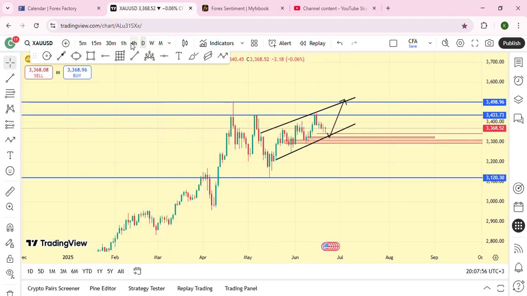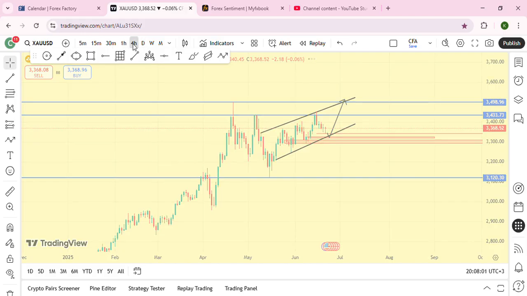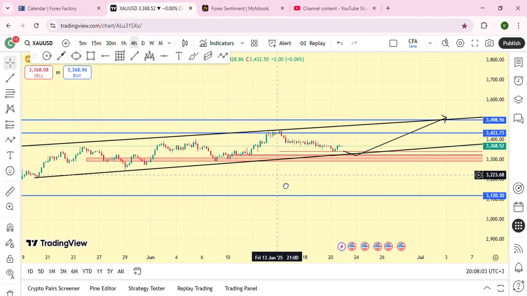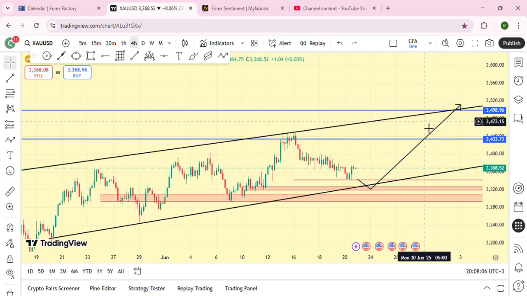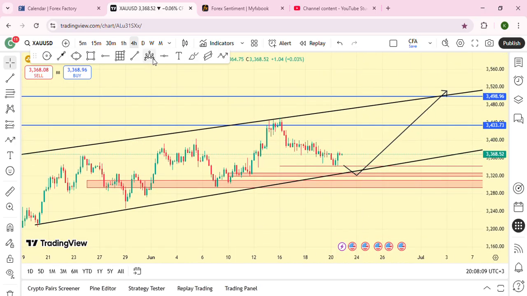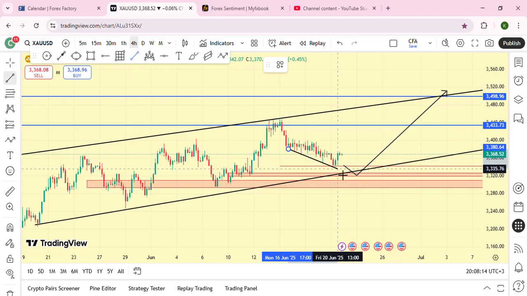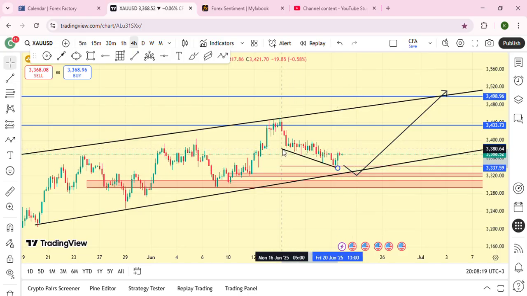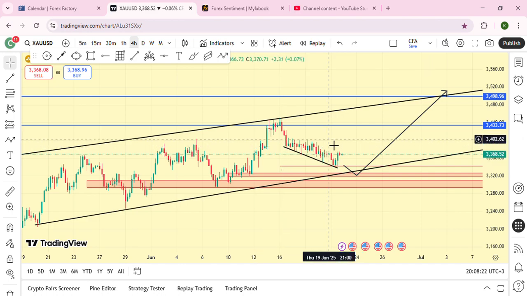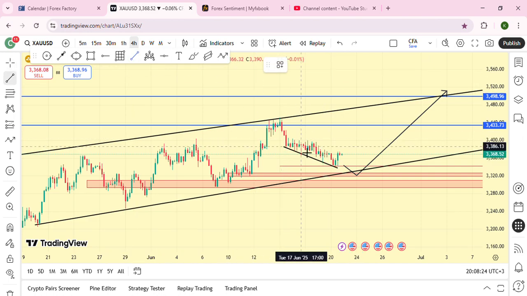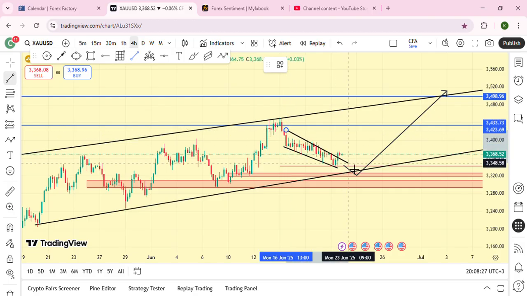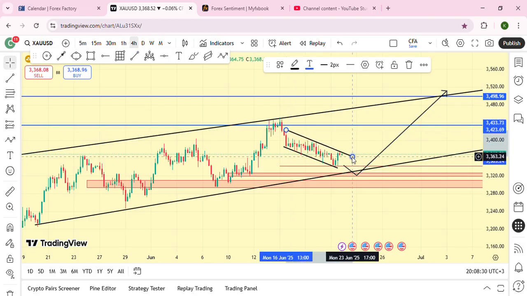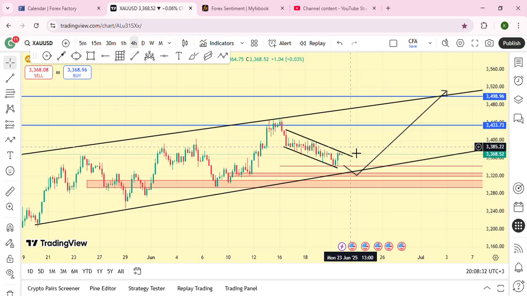Let's drop to 4 hours and see. Now coming to the 4 hour time frame, this is what the market is doing. The market has been trending in this manner on the 4 hour time frame.